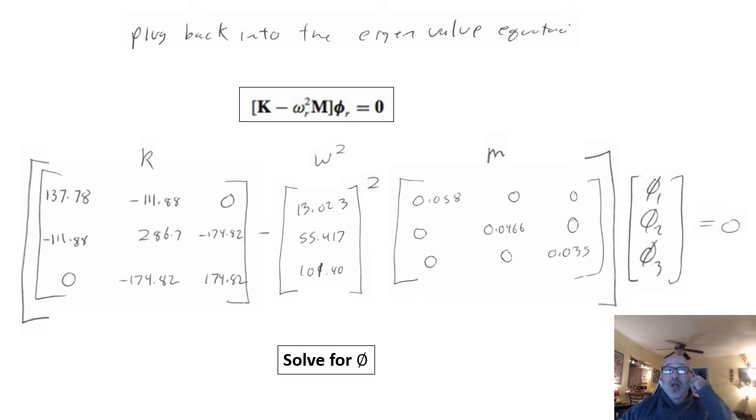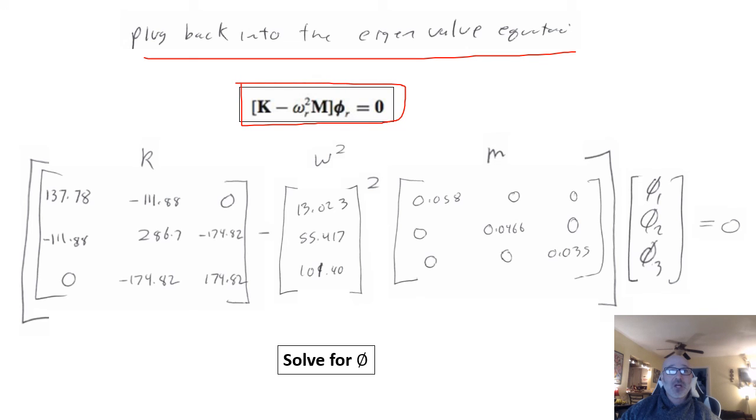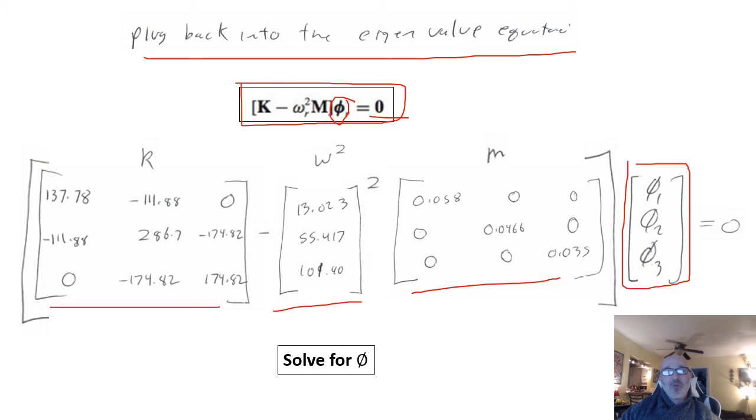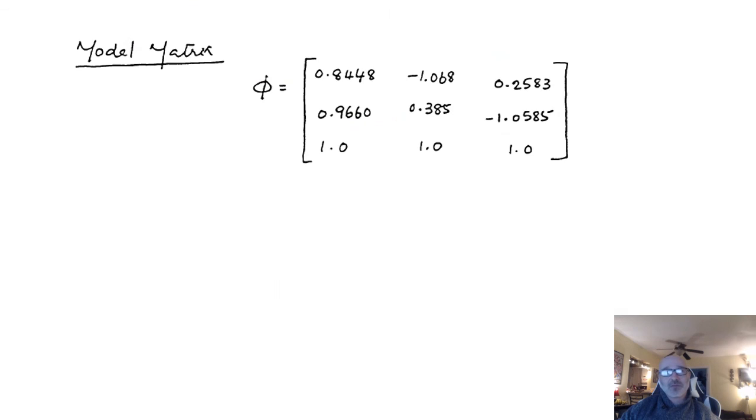So now that we have our omega values from the determinant of that matrix, we can plug back into our eigenvalue equation. The eigenvalue equation is K minus omega r squared M times the mode shape that I'm looking for is equal to 0. So I plug in my K matrix, I plug in minus my omega squared matrix, and now I have my M matrix there. My unknowns now are the mode shapes, so I need to solve for my mode shapes.